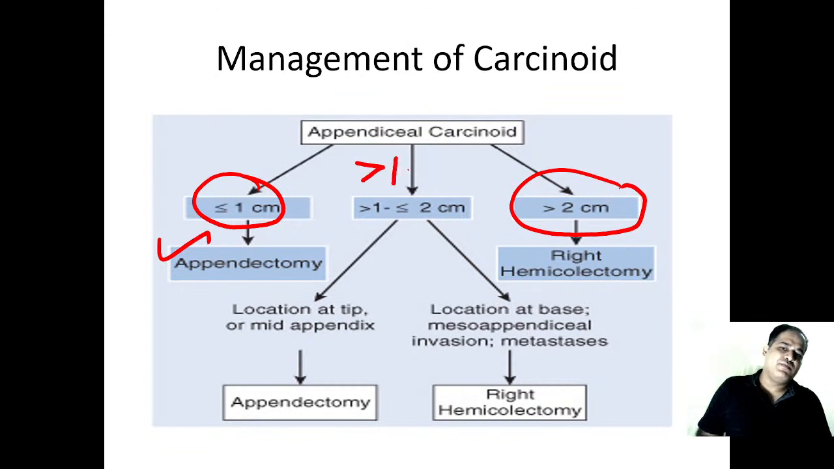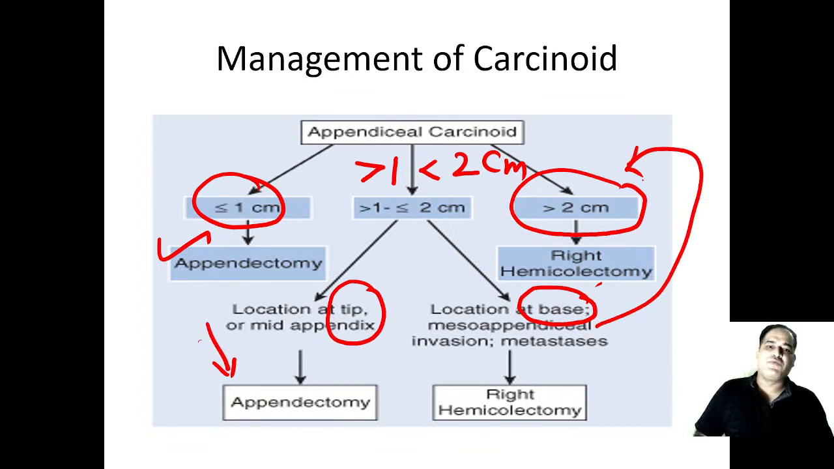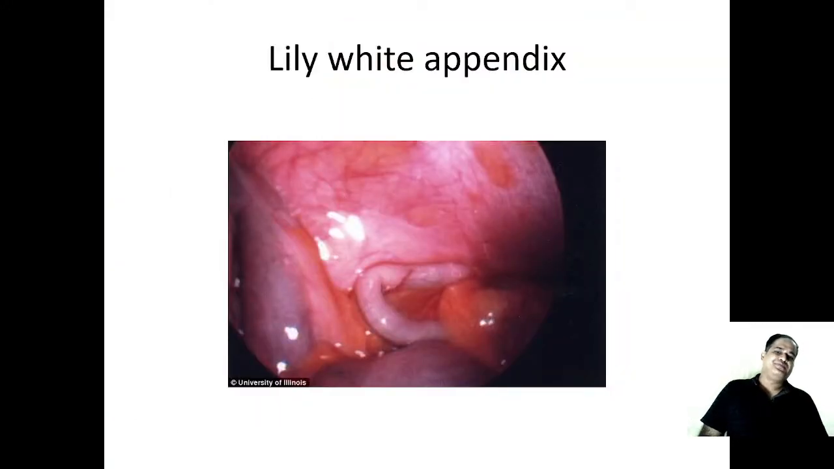If the tumor is more than 1 centimeter but less than 2 centimeters and the tumor is located at the tip, we know that there are very few chances that this tumor must have gone anywhere else. We say appendicectomy is the sufficient treatment. If it is at the base, we know that this tumor could have gone to other places. So we still perform hemicolectomy, right hemicolectomy.